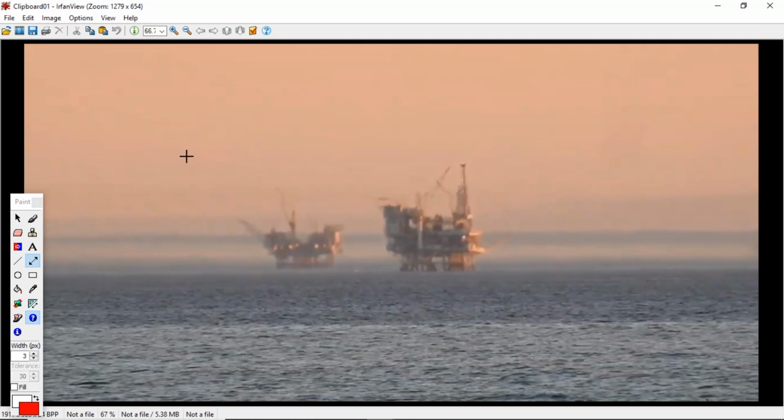So a key fundamental fact about this image is that this oil rig is roughly 6.3 miles away from the camera, that the globe predicts that the horizon is roughly 1.5 miles from the camera. We can see from the image that the horizon appears to be further than both of these oil rigs.